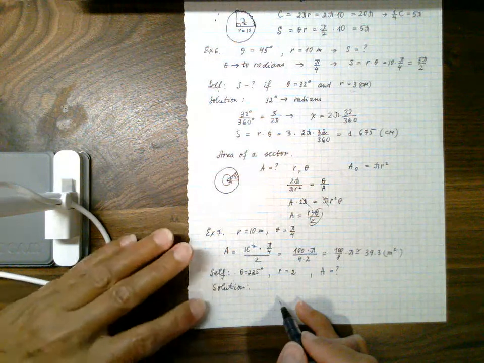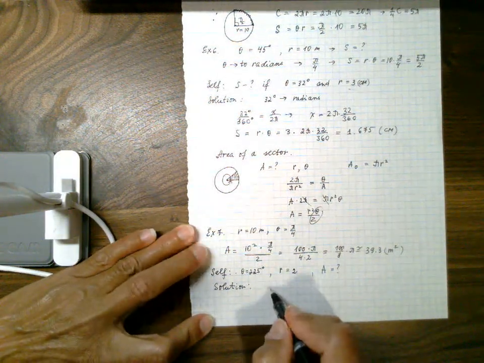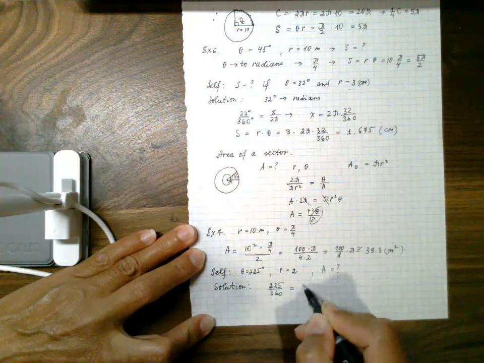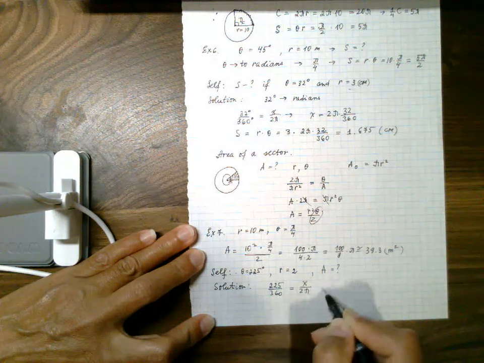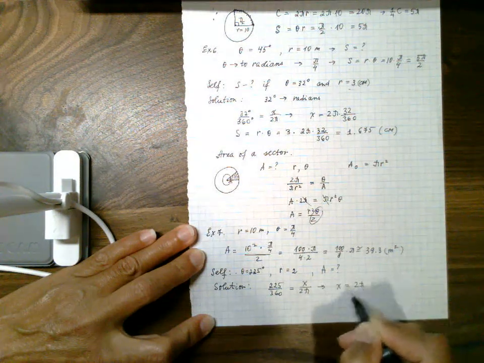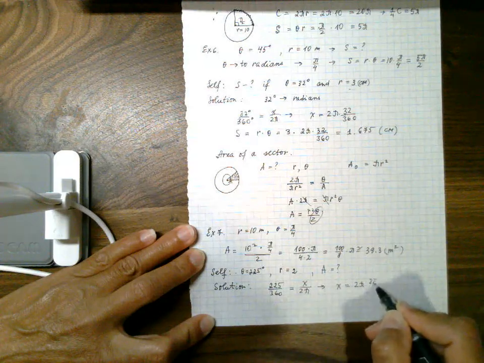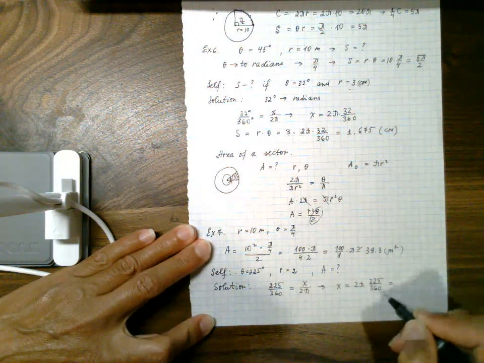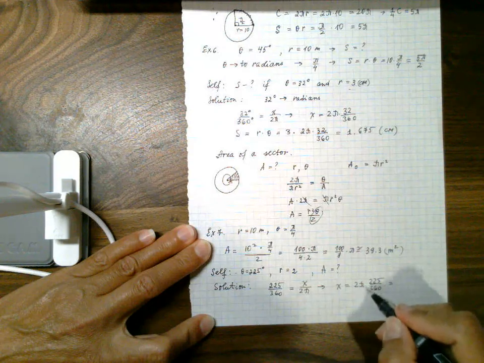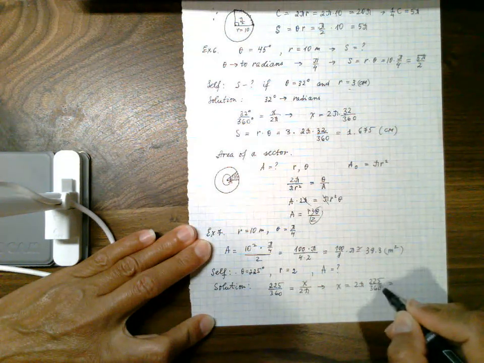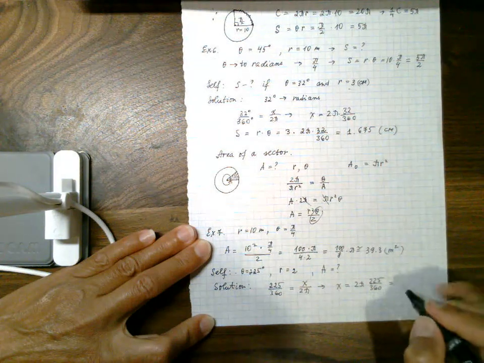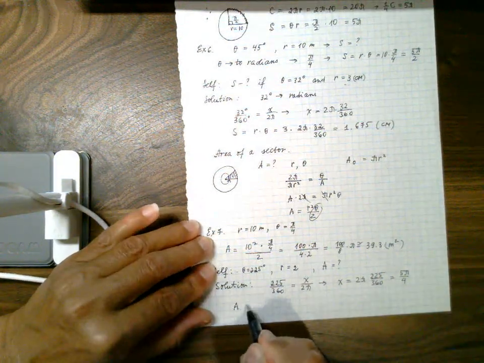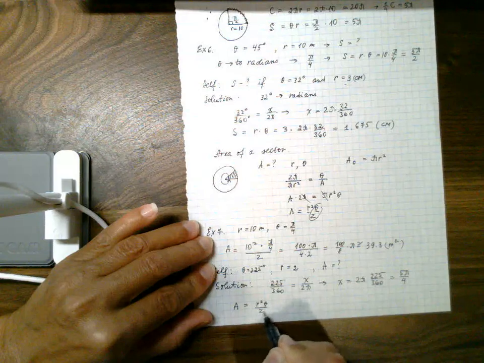Well, first remember that we have to convert 225 degrees into radians, right? 225 over 360 degrees equals unknown radians over 2 pi. It's going to give me x equals 2 pi, we multiply 2 pi on both sides, times 225 over 360. It's going to give me what? Well, I'm going to keep pi actually. I'm going to just multiply 2 by 225, get 450, and divide by 360, and I get 5 pi over 4. Now to calculate area, I'm going to use my formula r squared theta over 2.